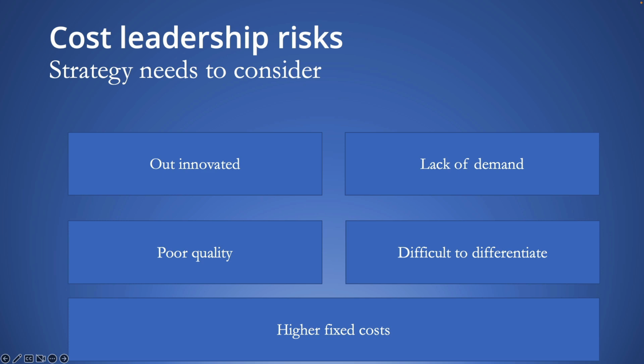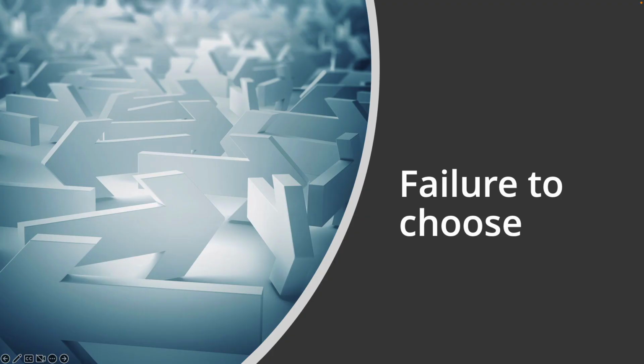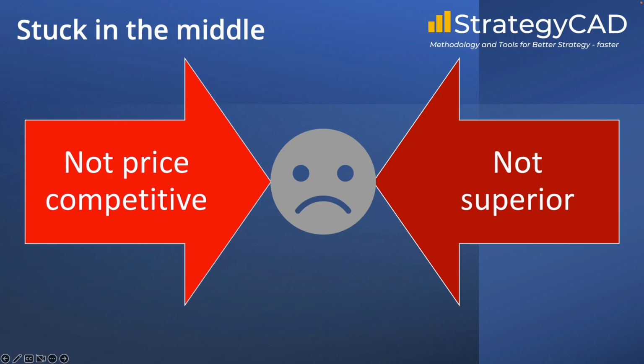What happens to those who fail to choose? They are not a cost leader and they are not differentiated in any way. Well, in this case, they can end up in a dilemma known as being stuck in the middle, which is where the business is not price competitive and it's not superior. There's really no motivation for customers in any volume to buy the products or services from this business because they're not better than any other product, and there are other products that are cheaper.